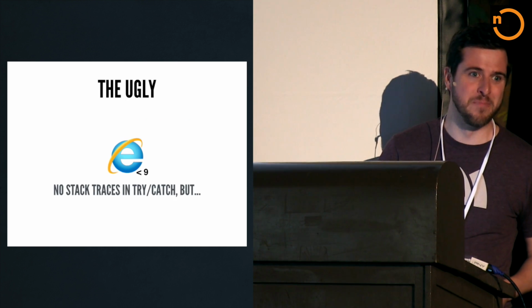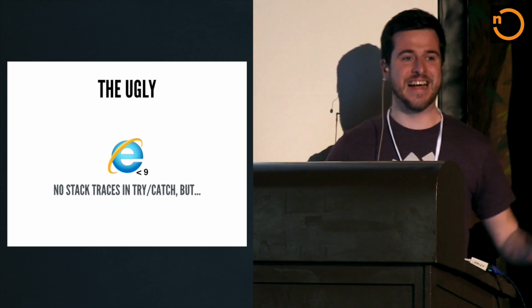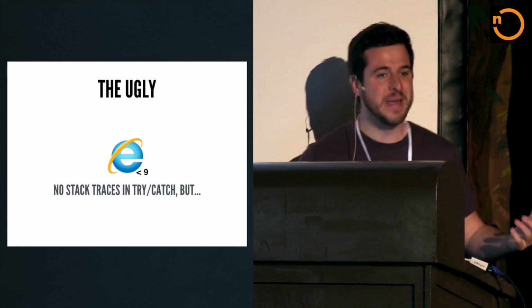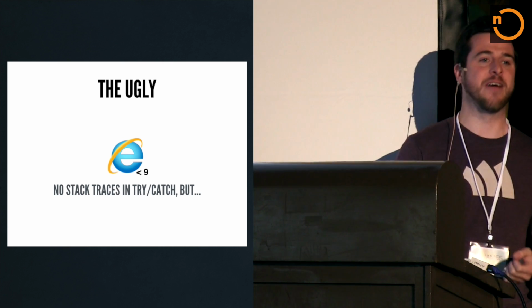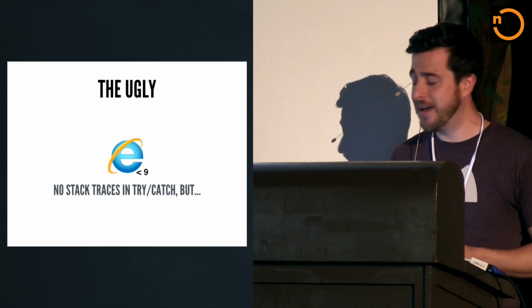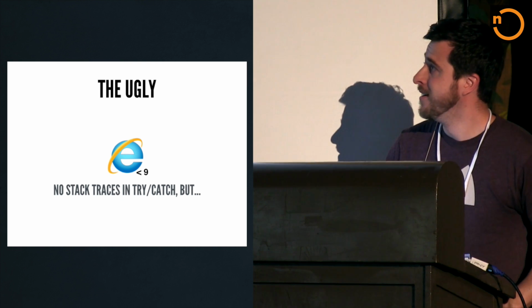on old IE, the bane of all JavaScript developers. There's not even a stack trace in a try-catch block in old IEs, just to make this hard for you. So all you get is the error name and an error message. That's it. It's awful. But there are still many people out there using these terrible browsers, and we have to support them. So how do we do that?